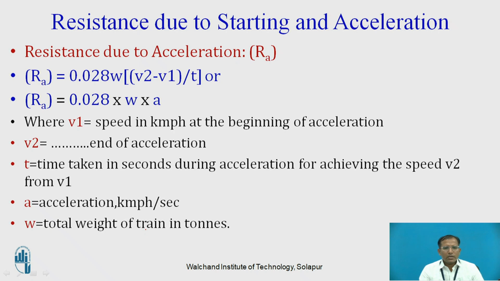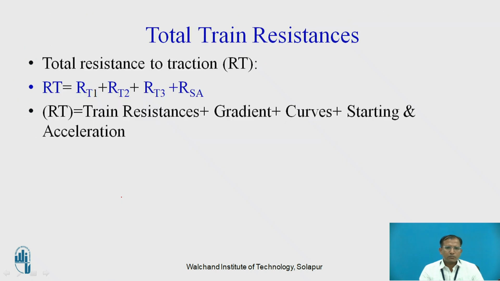And due to the acceleration, again an equation is suggested: 0.028 W. During acceleration also some resistance is offered, V2 minus V1, where V1 is the speed in kmph at the beginning of the acceleration, and V2 is the speed of the vehicle in kmph at the end of the acceleration. If you take out that difference, that comes to V2 minus V1. A is the acceleration in kmph per second, and W is the weight of the train in tons. So the total resistance is RT1, RT2 plus RT3, and RT is the resistance due to starting and acceleration.